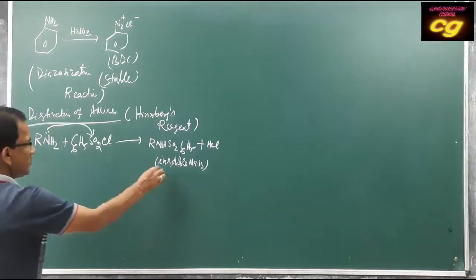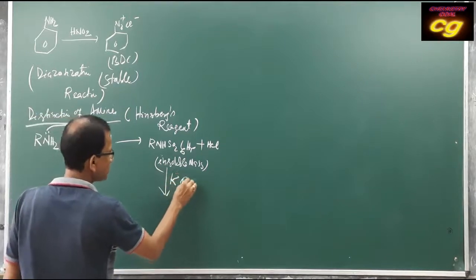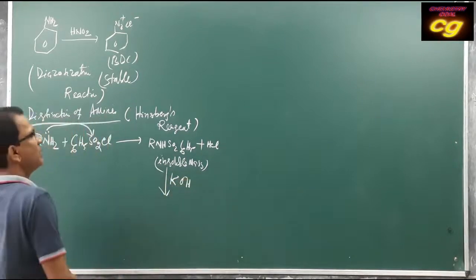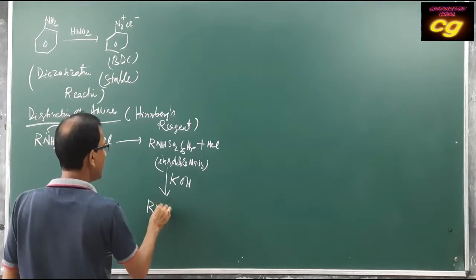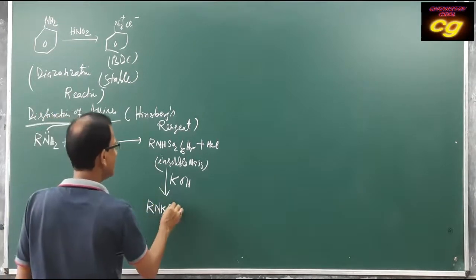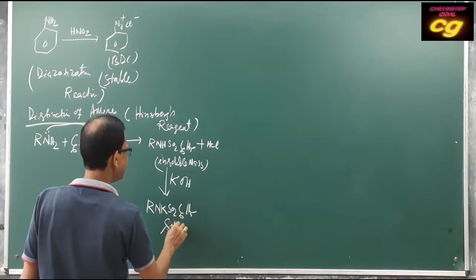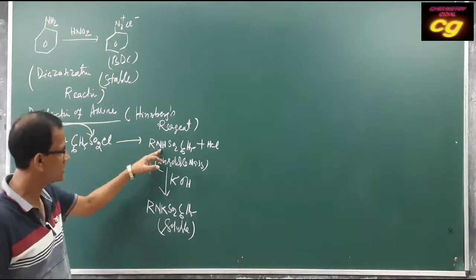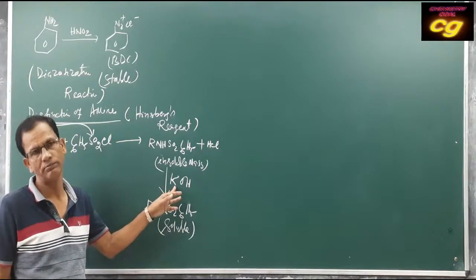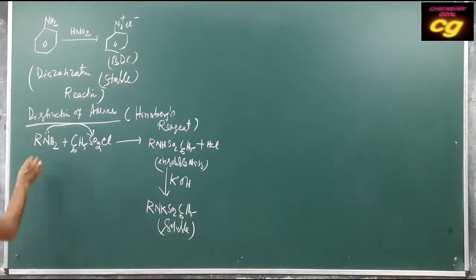And this precipitate, when treated with KOH, which is a base, becomes soluble again in the form of RNK SO2C6H5, which is soluble. This insoluble mass will be soluble in the base KOH. This is the indication of a primary amine.